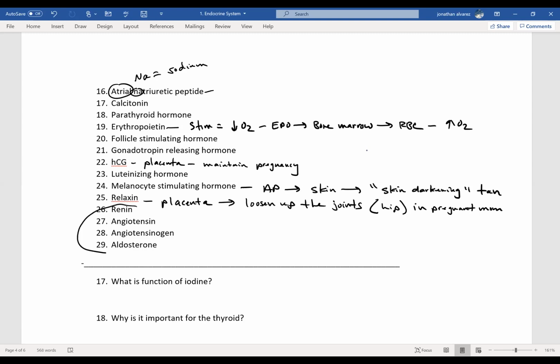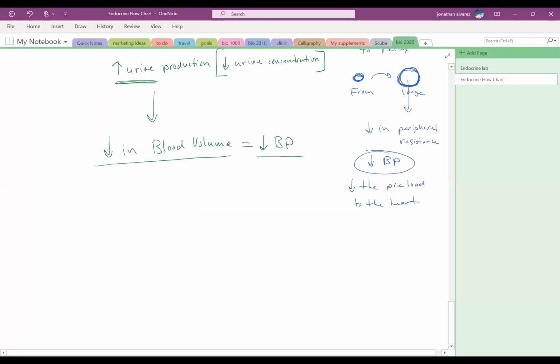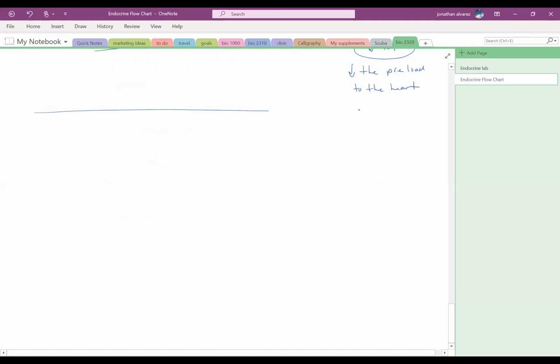Okay, this one we'll draw out. This one's kind of complicated, so let's draw that one out on this other page. Okay, so this actually falls under the renin angiotensin aldosterone mechanism.